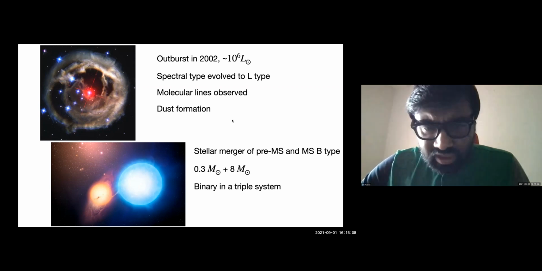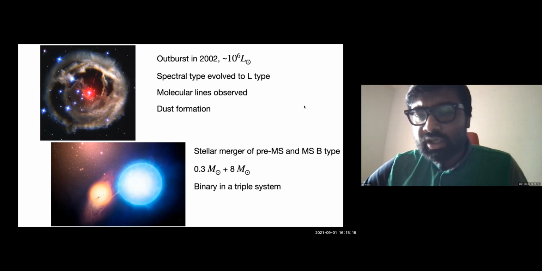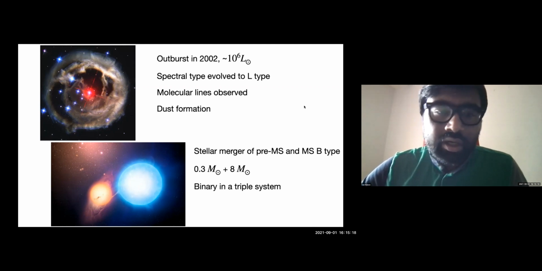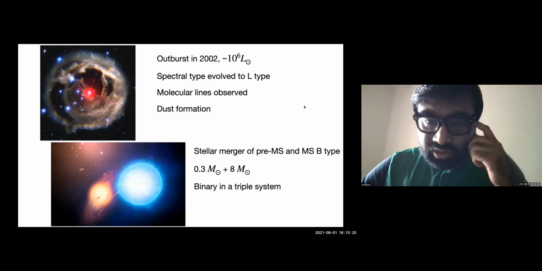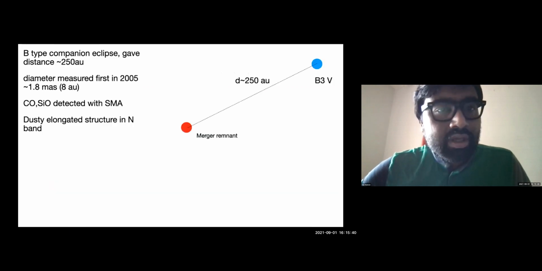Regarding the mechanism behind the eruption, it's thought to be a stellar merger of a pre-main sequence star and a main sequence B-type star. The mass of the pre-main sequence star is thought to be 0.3 solar masses, and the mass of the B-type star is thought to be 8 solar masses. It was also discovered later on that V838 Mon is essentially in a binary system, and it has a B-type companion. So the merger occurred within a triple system.